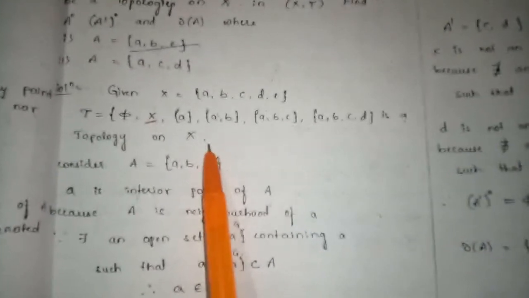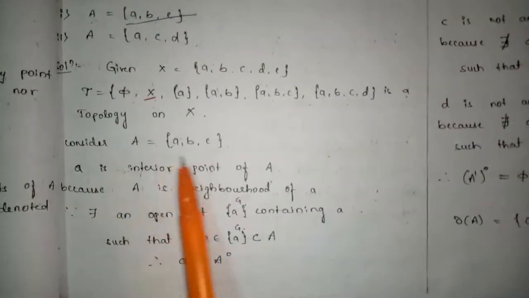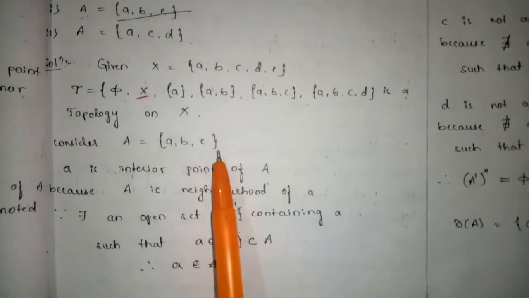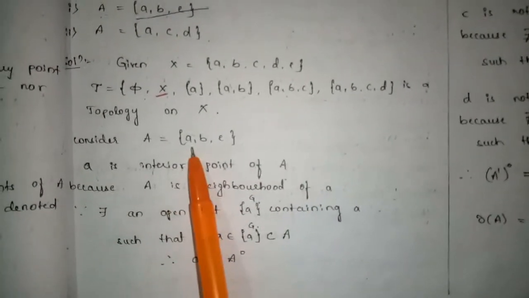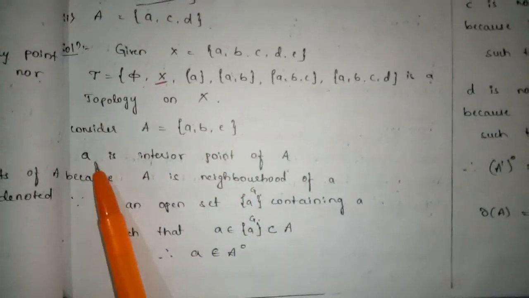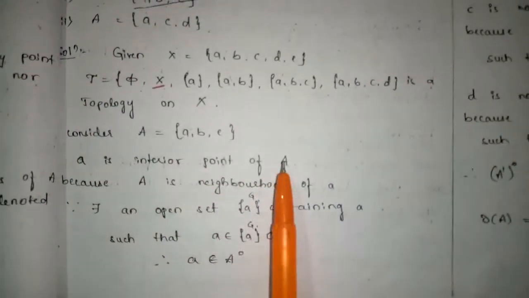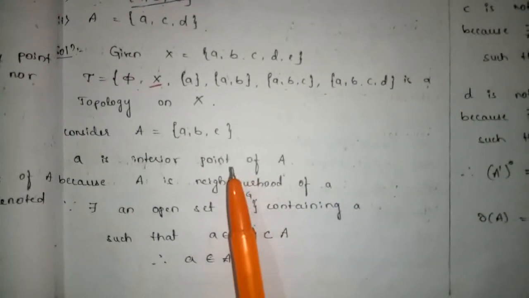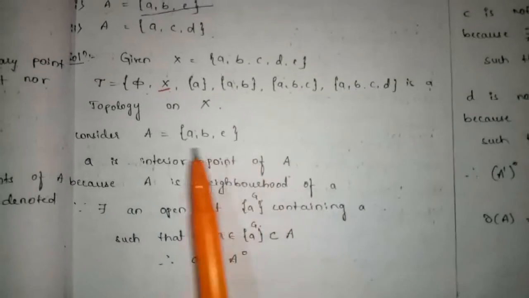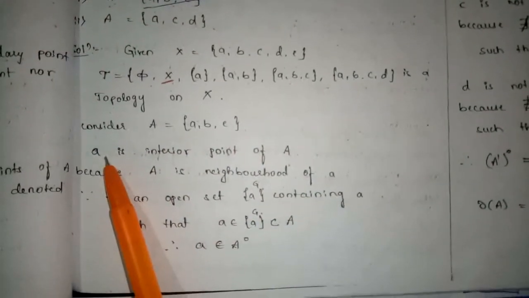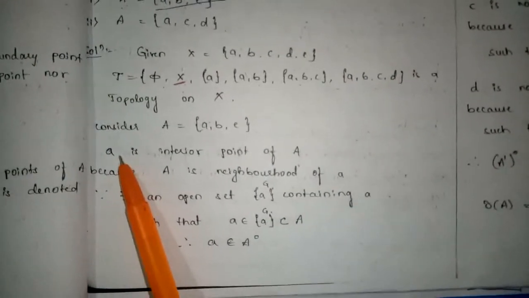And τ is a topology on X. Consider A = {a, b, e}. We observe whether a is an interior point, b is an interior point, or e is an interior point. First we check whether a is an interior point of A or not. What is the definition of interior? If A is a neighborhood of a, then we say that a is an interior point of A.